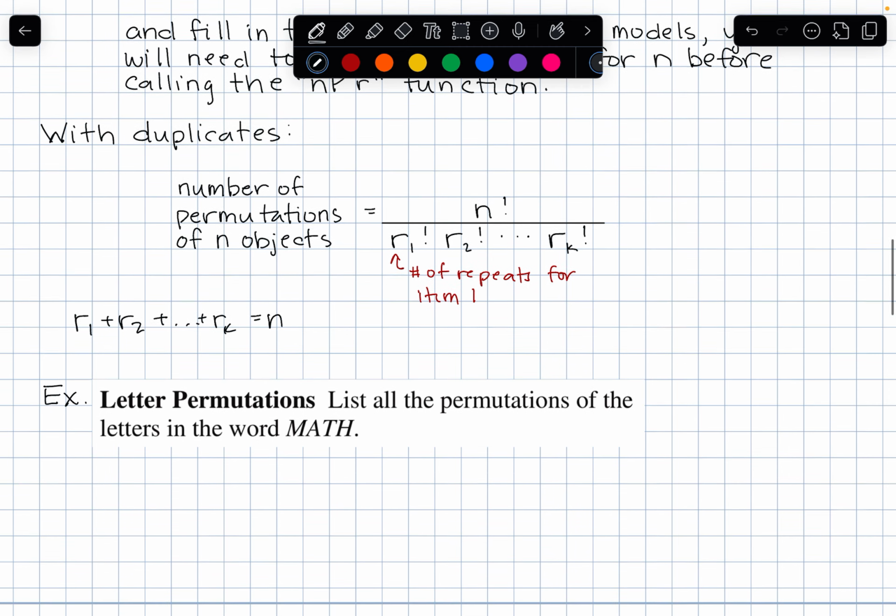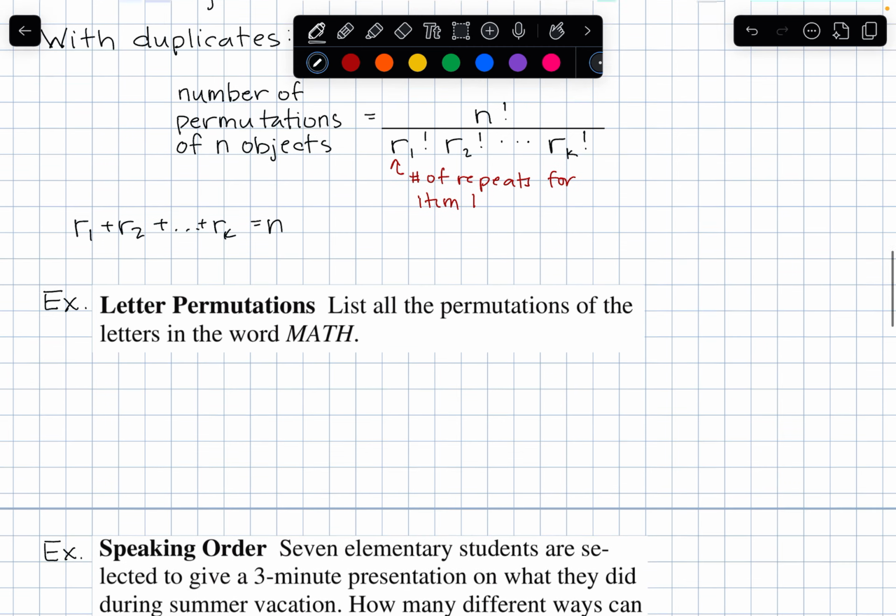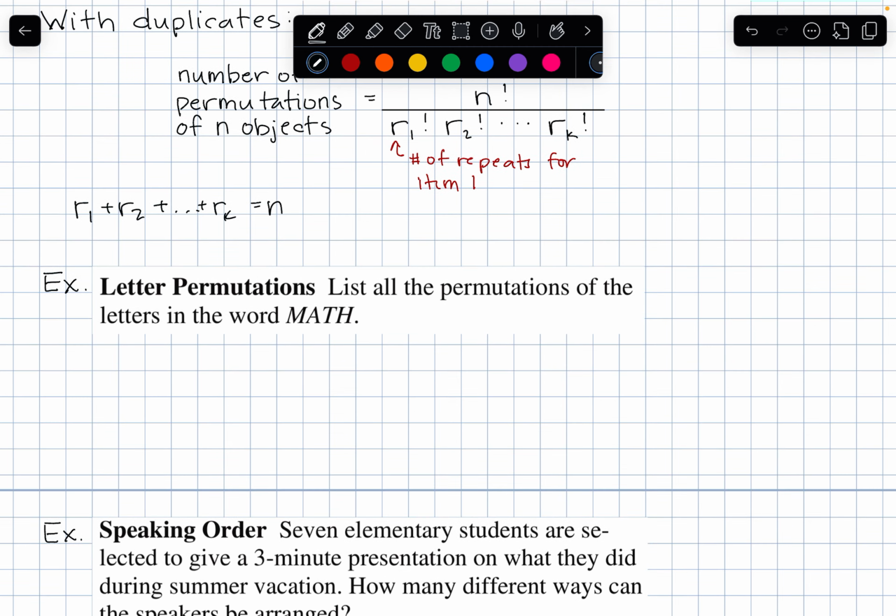But let's go ahead and do 2 more examples, and then we'll be done with this video. So the first example says, list all of the permutations of the letters in the word math. This problem was nice. It said permutations. I know it's a P.